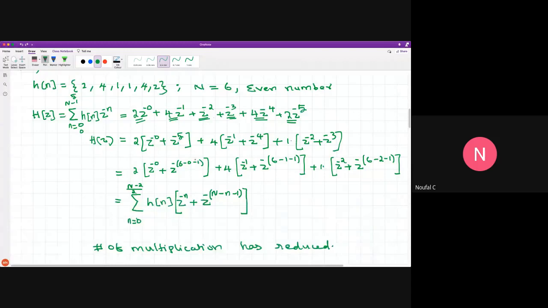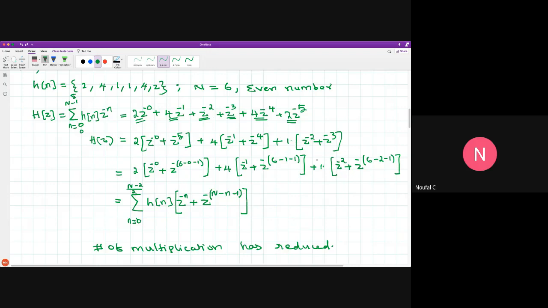All right, then you have 4 z raised to -1, and this z raised to -4 can be written as capital N minus small n minus 1. So here the small n is 1, so I can write it as 6 minus 1 minus 1, that is 4. And the last one is 1 into z raised to -2 and z raised to -3. So z raised to -2 is written as it is, and z raised to -3 can be written as z raised to 6 minus 2 minus 1.